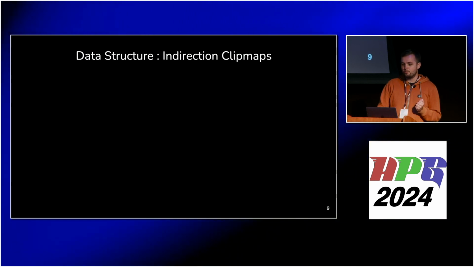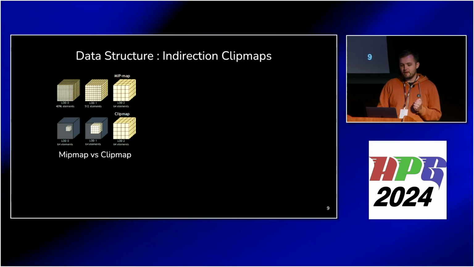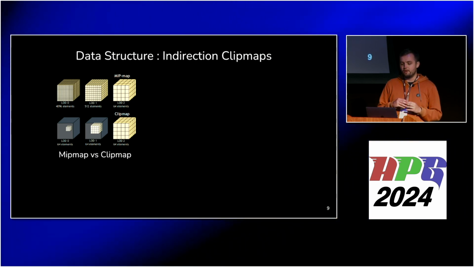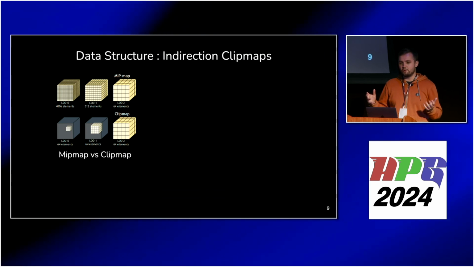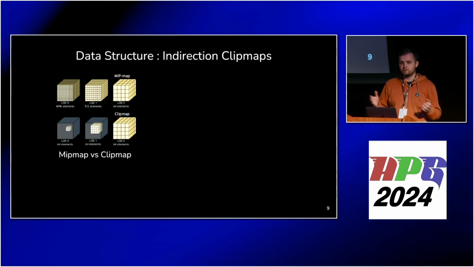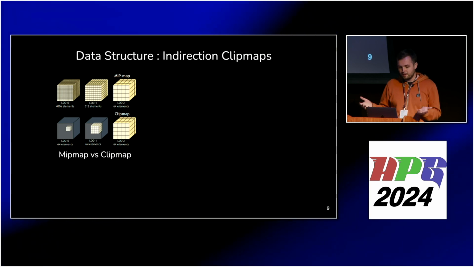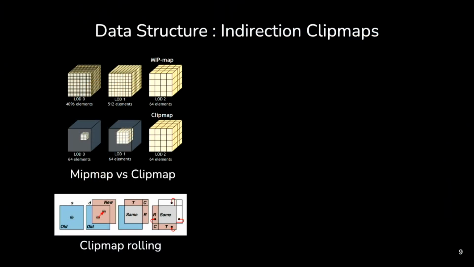So instead, for our paper, we chose to use indirection clip maps. A clip map is similar to a mipmap, but instead of each level representing the same area at different resolutions, the levels all have the same resolution, but represent larger and larger areas, which is what we want for LODs. And yeah, clip maps are centered around the camera, so you need to update them when the camera moves.